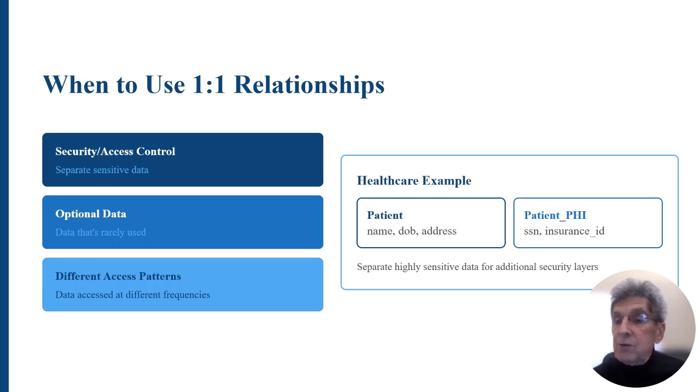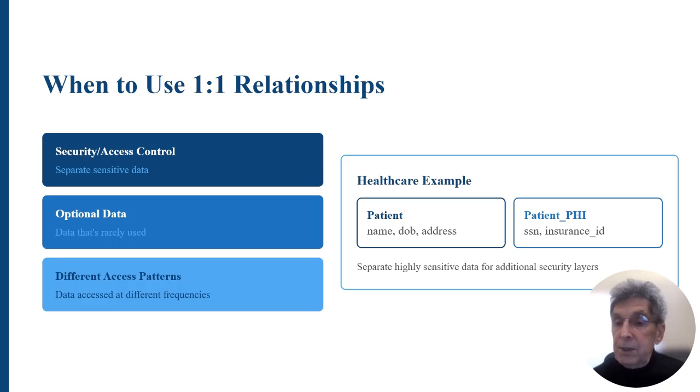Also, when you have optional data that's rarely used. If only 5% of patients have a particular set of attributes, say research study enrollment details, you might put them in a separate table rather than including them in the other 95% of your rows, and that will keep your records smaller and more efficient to manage and to operate. Different access patterns: some data is accessed constantly and some is accessed rarely. Separating them can improve system performance. Your main patient table stays lean and fast. The rarely accessed details live elsewhere.